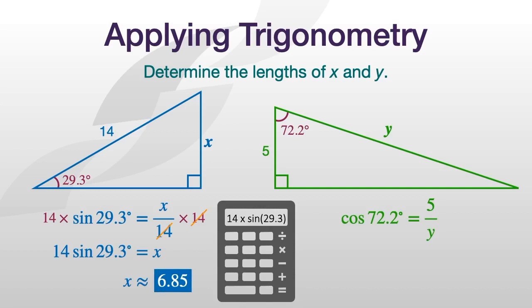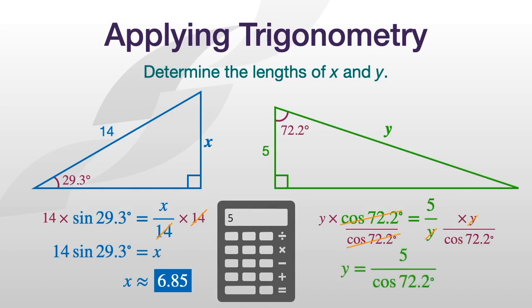In the second equation, we first need to multiply both sides by y and then divide both sides by the cosine of 72.2 degrees. Now that y is isolated, we can use a scientific calculator to divide 5 by the cosine of 72.2 degrees. Our answer is approximately 16.36.